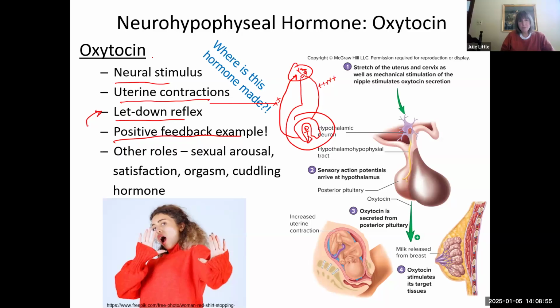Now ask up here, where is this hormone made? We should know this by now. It is made in the supraoptic nucleus of the hypothalamus. There are some other roles associated with oxytocin, like sexual arousal and satisfaction, orgasm, and it's also called the cuddling hormone. Both men and women release oxytocin, just so you know that. Even though men don't have a uterus, they do have breast tissue. I'm not saying there's going to be a letdown reflex, but it's called the cuddling hormone for a reason. We all experience the feeling of oxytocin.